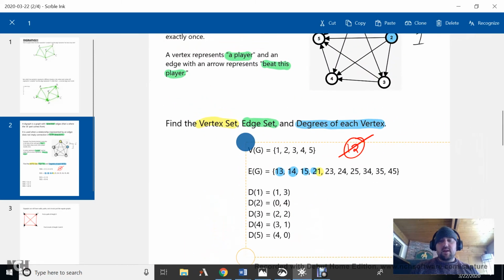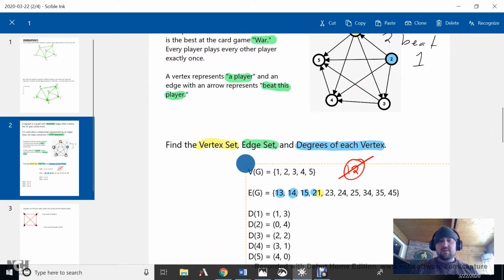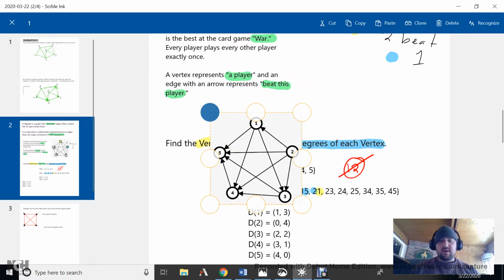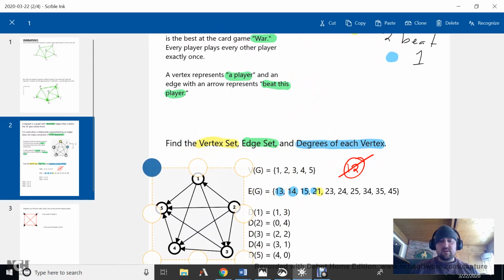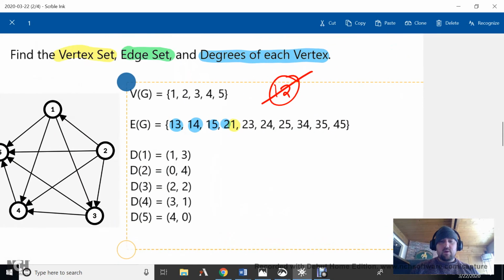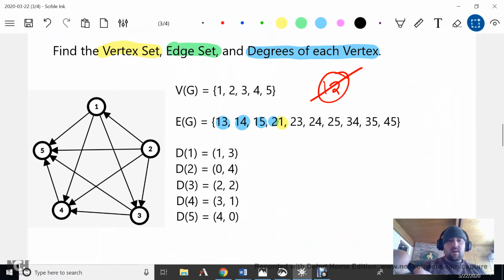I'll give you like 1 second to look. So there's our numbers, right? There's our graph. In fact, I'll move this graph down here for us right now so we can really see it nice and clearly. There's our graph. Here's our degrees. So if we look at 1, 1 has a single degree coming in, and it has 3 edges going out. And 1 is 1 comma 3.